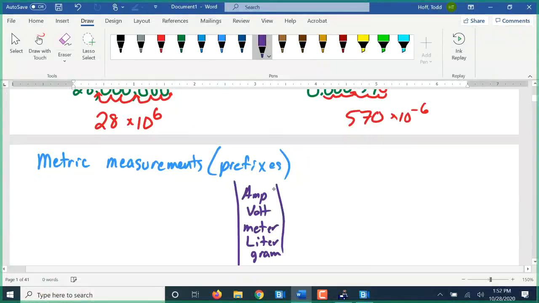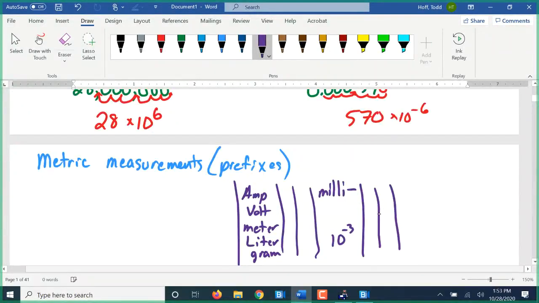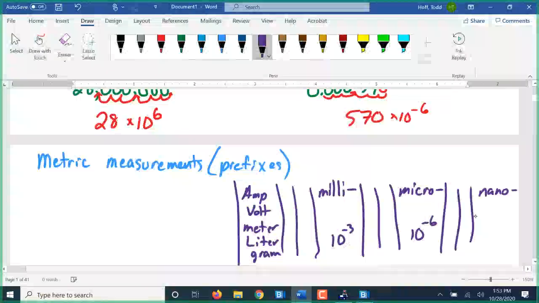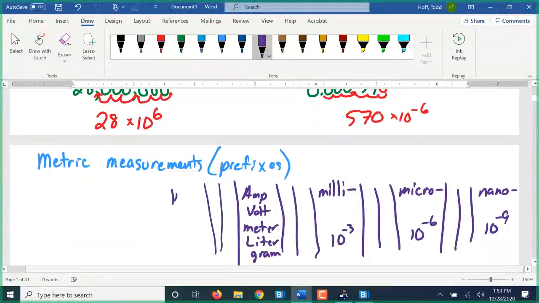And we said we tend to not use the 1/10 and the 1/100th. We tend to skip to the milli, which is 1/1000th. Well, that's 10 to the negative 3. Then after that, we don't even have prefixes for 10,000, 100,000. We go to micro, which is a millionth, which is 10 to the negative 6th. Then we go to nano, which is a billionth, or 10 to the negative 9th. Going larger, we tend not to use the 10 or the 100. We go to kilo, which is 1,000, or 10 to the 3rd.